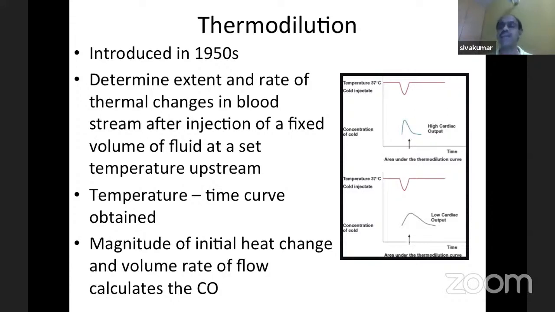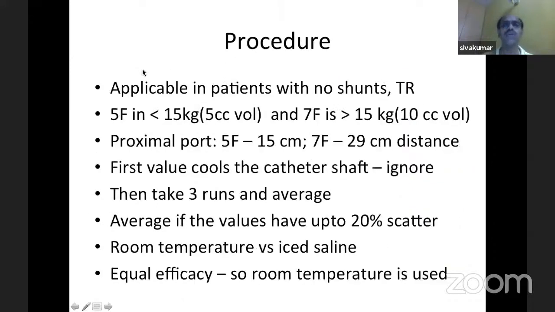Here, if you calculate, in high cardiac output, there will be a rapid change in the temperature and a rapid normalization of the temperature. In low cardiac output, there will be a slow reduction in the temperature and a slow normalization of the temperature. So the method in which thermodilution is being done is with an assumption that the patient has absolutely no shunt at all and has no significant tricuspid regurgitation.